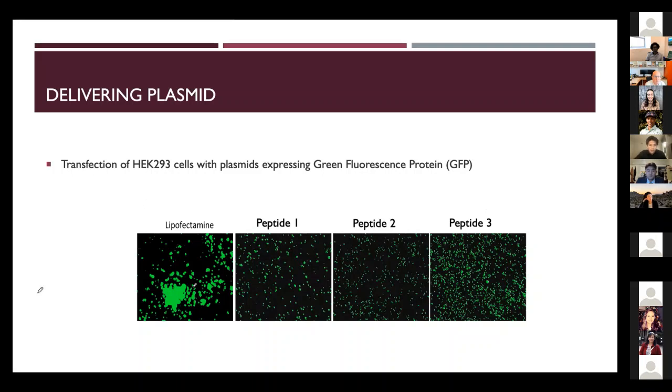So here in Lipofectamine, we show that it is clearly efficient in terms of plasmid delivery to our HEK293 cells. However, we do see signs of toxicity, which can be seen here in this region due to clumping of the cells. Our hybrid peptides also show varying degrees of efficacy in terms of plasmid delivery to our HEK293 cells.